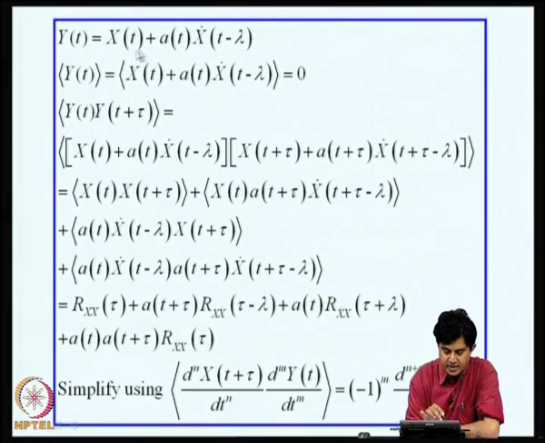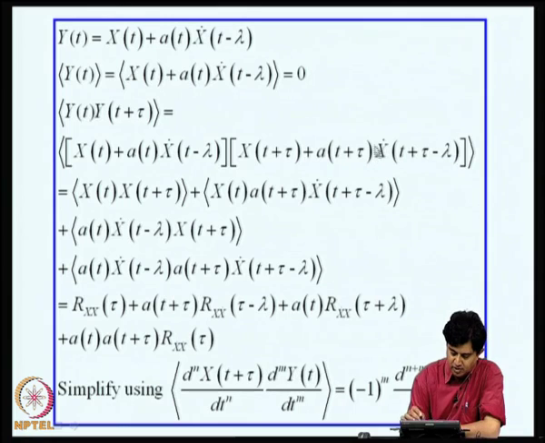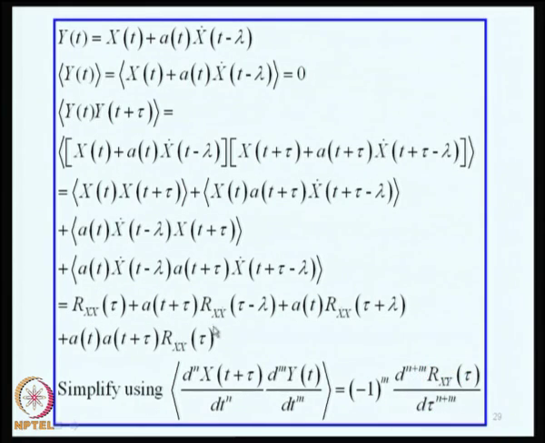So, Y(t) is given as X(t) plus a(t) times X-dot(t minus λ). The expected value of Y(t) is 0 because X(t) has 0 mean. Therefore, the derivative process will also have 0 mean. So, this is 0. The autocovariance is given by the expected value of Y(t) times Y(t plus τ). So, you need to write the expression for Y(t) and for Y(t plus τ) and multiply all those terms, and if we carefully do that, the answer that we are looking for is R_XX(τ) plus a(t plus τ) R_XX-dot(τ minus λ), and so on and so forth.